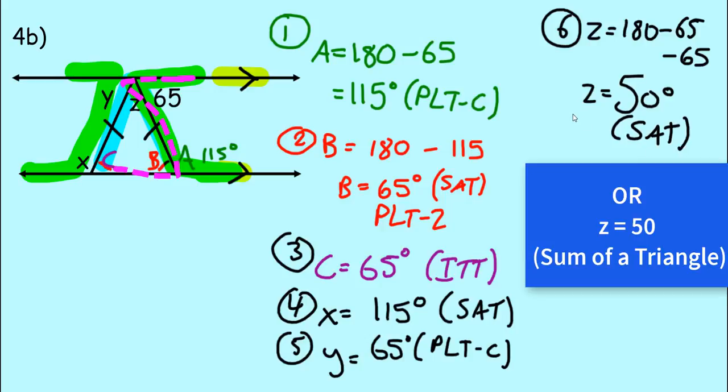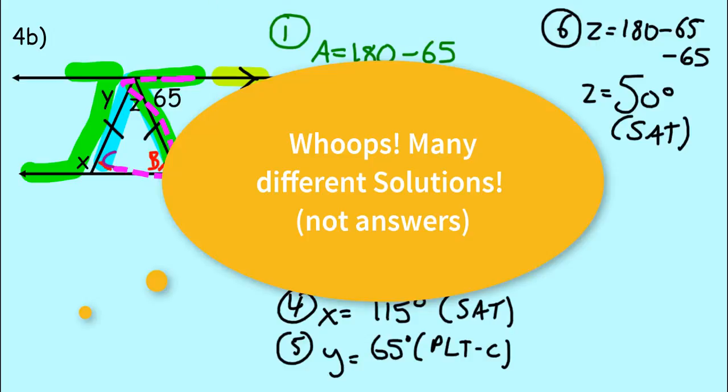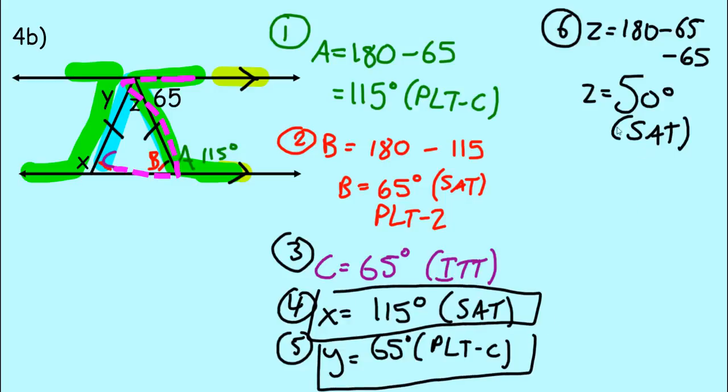So again, I actually did more work than I needed to because I forgot about PLTZ. You'll notice that there are many different answers. You might be doing more work than you need to, but that's okay. You're still arriving to the same answer. So my final answers I want to box in, which is X was 115, Y was 65, and Z was 50 degrees because of SAT.